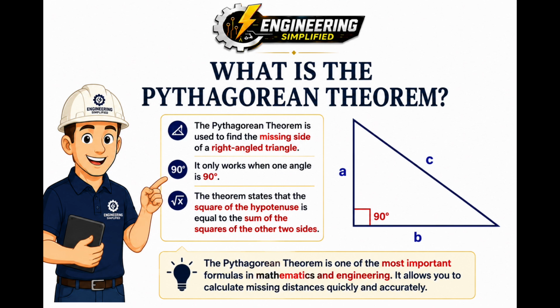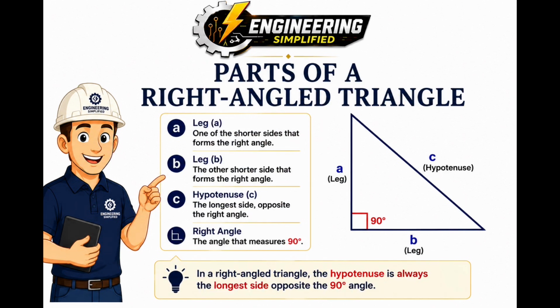The shorter vertical side is called A, the shorter horizontal side is called B. The longest side, opposite the right angle, is called the hypotenuse, and we label it C. Remember, the hypotenuse is always the longest side because it sits opposite the 90-degree angle.